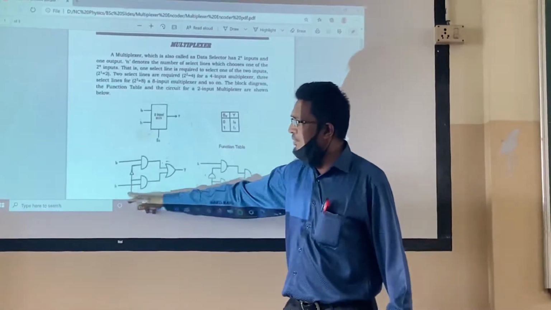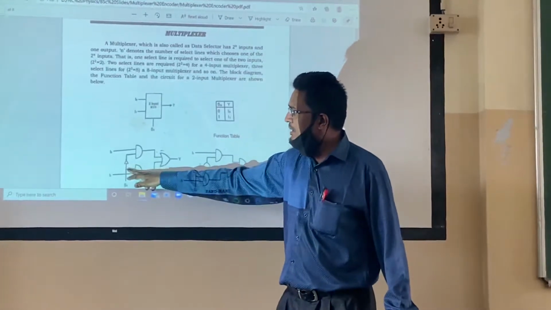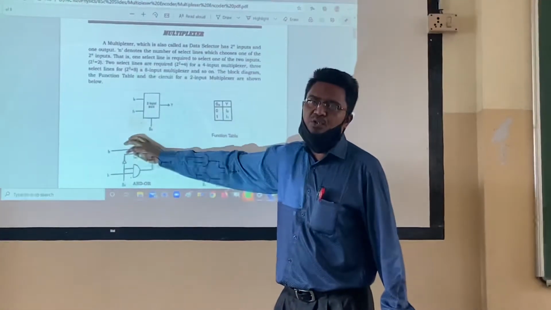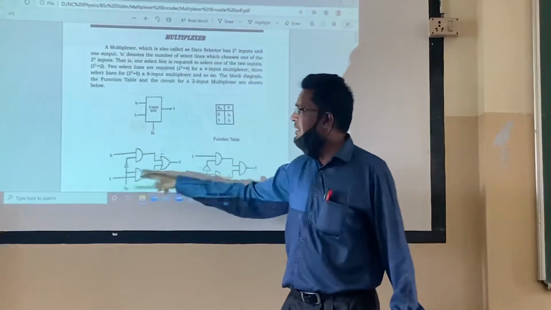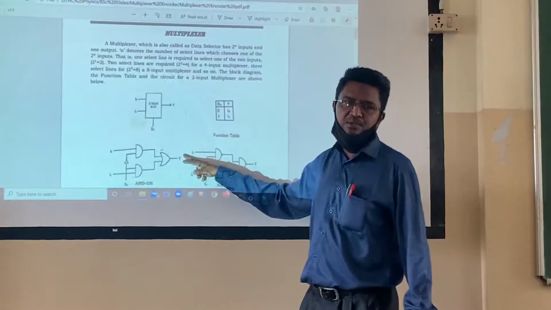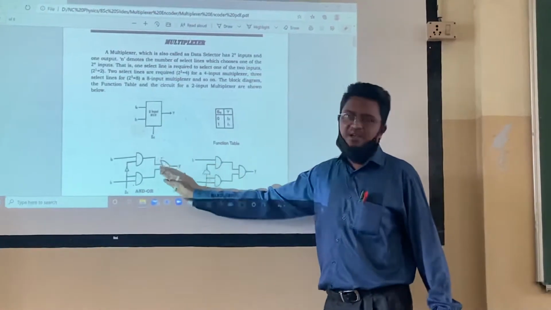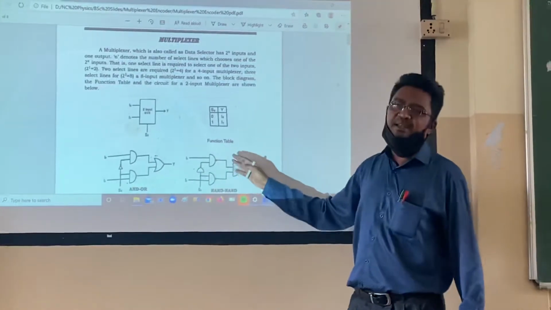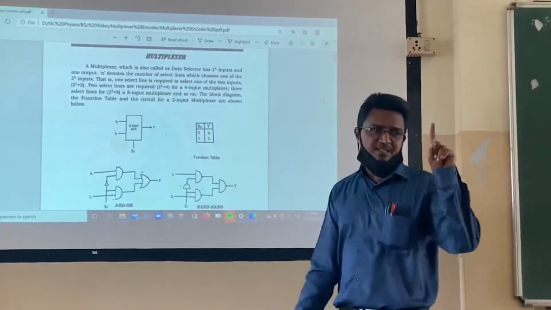Now here, if you put 1, this will be 1, this will be 0, so this AND gate will be off. Therefore, whatever is here in I1 will come out through the OR gate to Y. Understand? This is an AND OR network. It can be replaced by a NAND network. Now the control line is only one single line.